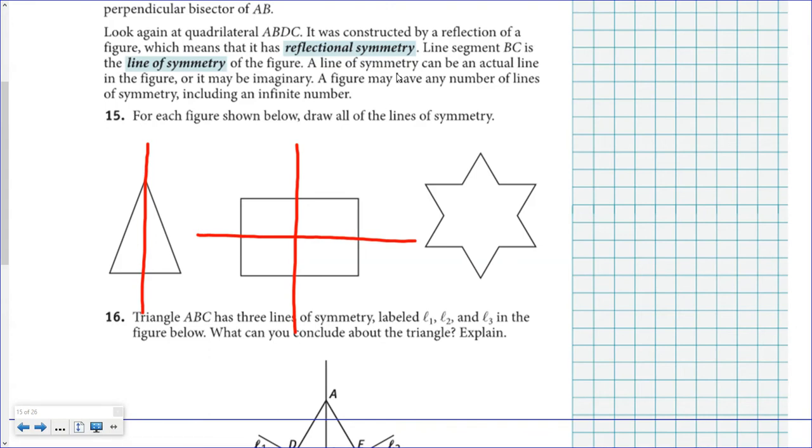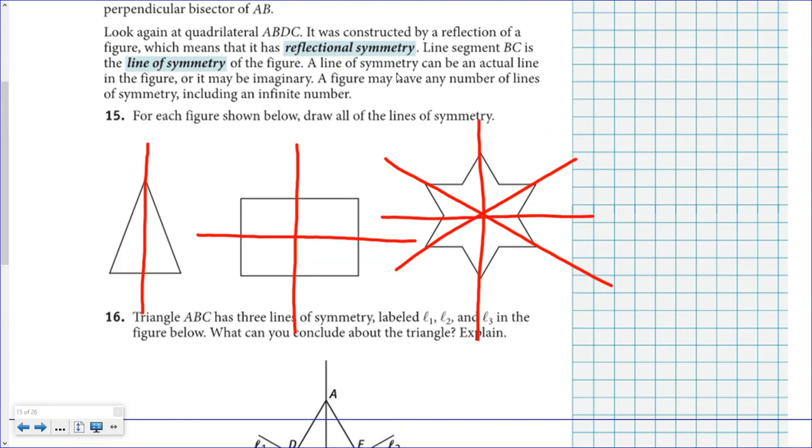For the star, it has a vertical line of symmetry. And since we went tip to tip, we can do that at this angle and at this angle. We can also go horizontally from like the crease to the crease, and we can do that at those diagonals. So it actually has several lines of symmetry. It has 6 lines of symmetry.